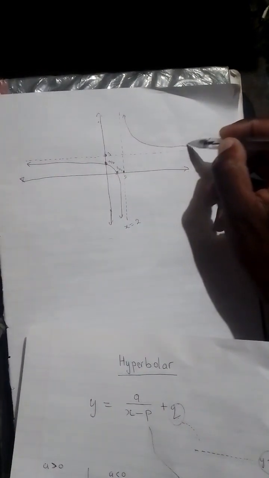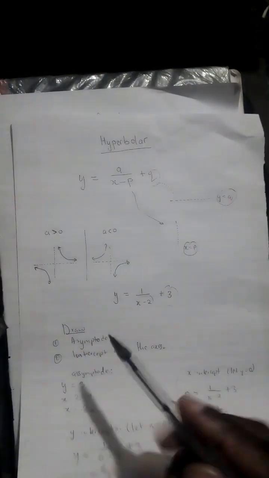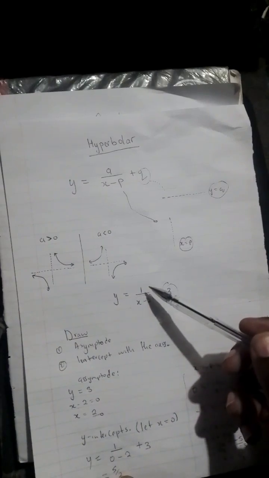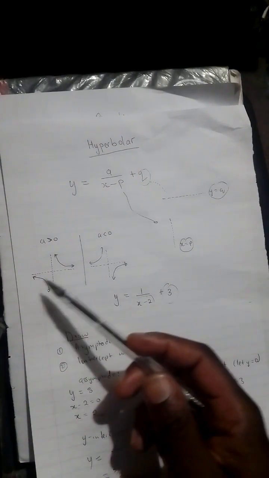So the other half will be that side. Remember, a is greater than 0 here because a is equal to 1 and a is positive. So when a is positive, the graph will look like this. So this one makes a lot of sense, right? So let's go ahead and talk about range and domain.